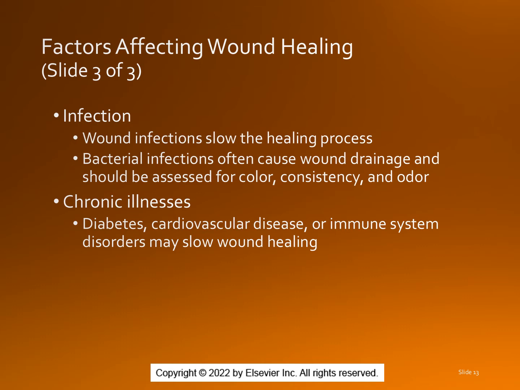A wound infection will slow the healing process. A bacterial infection of the skin or mucous membranes will frequently cause fluid drainage from the wound or the damaged tissue. Patients who have a chronic illness, such as diabetes, cardiovascular disease, or a disorder of the immune system, might take longer to heal. Patients who are immunocompromised with poorly functioning immune systems have delayed wound healing because fibroblast function, collagen synthesis, and phagocytosis are affected. These patients are at a high risk for healthcare-associated infections.